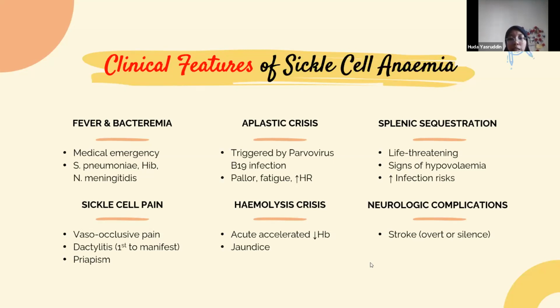And for neurologic complications, because there will be microcirculation blockage, especially at the brain, it can cause overt stroke or silent stroke. For overt stroke, the patient may present with seizure or even paralysis. And for silent stroke, usually the patient may have trouble concentrating in school, or trouble concentrating to write or something. So those are the symptoms.